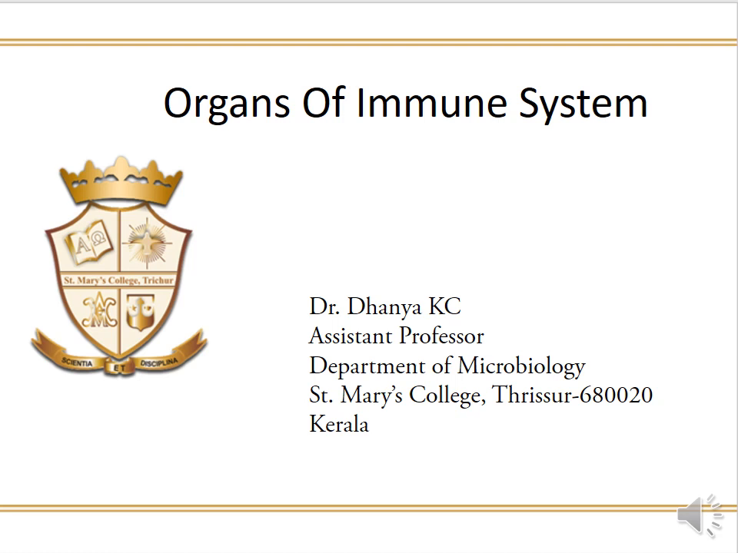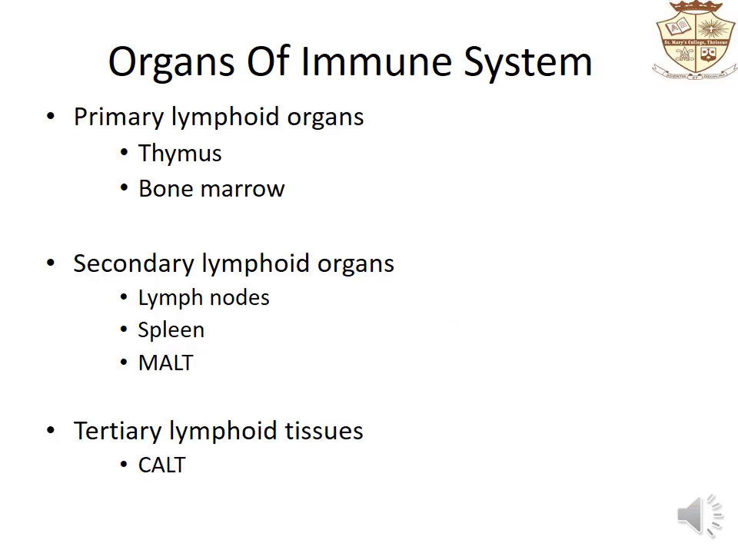Dear students, today we are going to learn organs of the immune system. The organs and the associated tissues of the immune system are categorized into three types: the primary lymphoid organs, the secondary lymphoid organs, and the tertiary lymphoid tissues. The primary lymphoid organs are also known as central lymphoid organs. Examples are thymus and bone marrow.